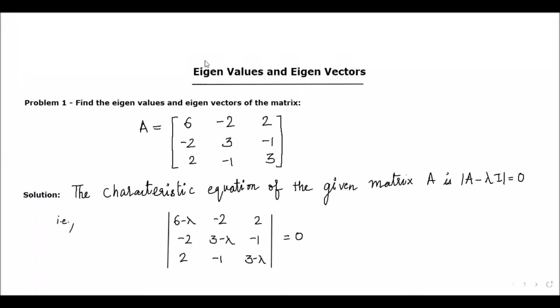Namaskar students. In this video, we will take a problem on eigenvalues and eigenvectors. The problem is: find the eigenvalues and eigenvectors of the given matrix A. The matrix which is given here is of order 3. It is a square matrix.